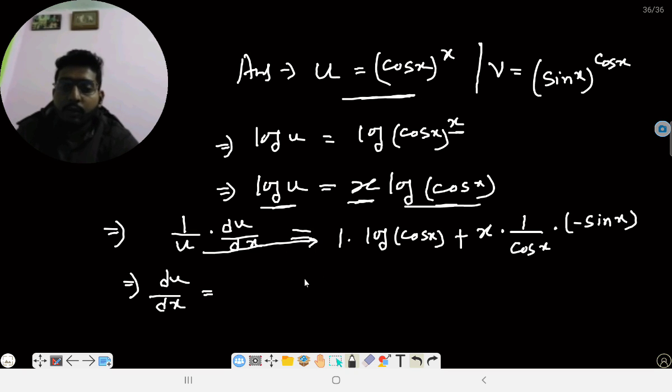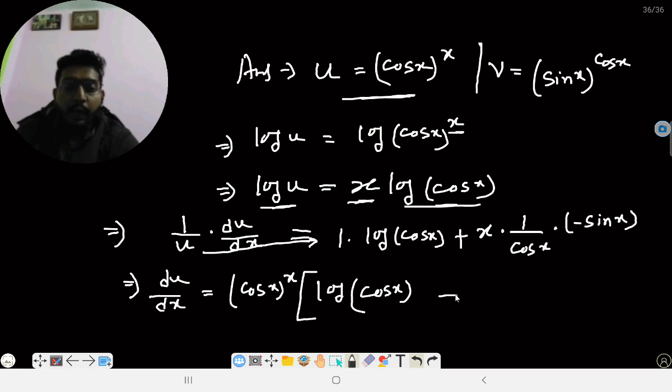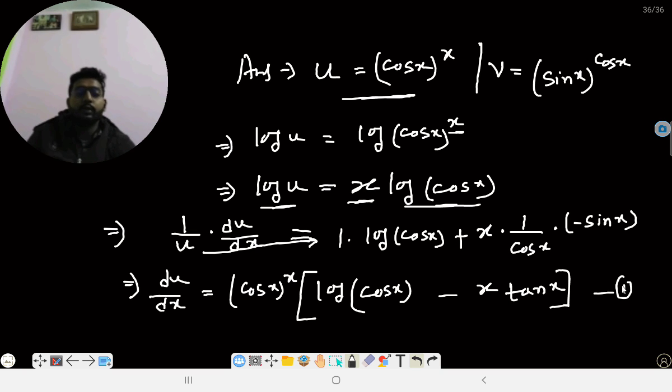The value of u is cos x to the power x. So directly I'm just putting the value here. So that will be cos x to the power x, and it will be log of cos x minus x sin x by cos x, which will be tan x, like this. So this is part 1. Okay, so this is equation 1.